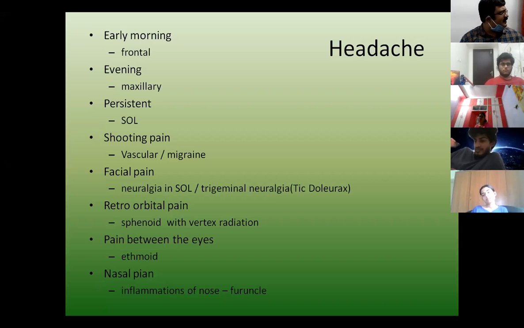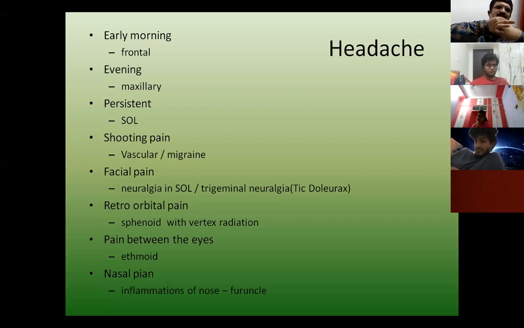Suppose there is a space occupying lesion in your nasal cavity proper, which is causing pressure symptoms. Then that can lead to a persistent headache. And in vascular headaches or migraine headaches, there can be a shooting type of pain also. I told you retroorbital pain is characteristic of sphenoid sinusitis. Pain between the eyes is characteristic of ethmoid sinusitis.